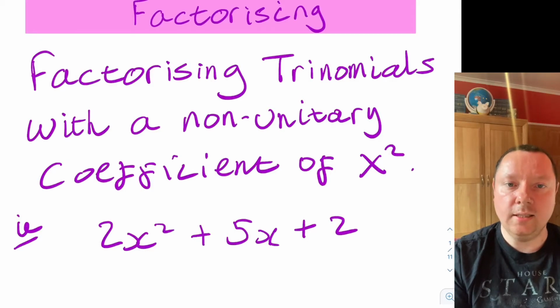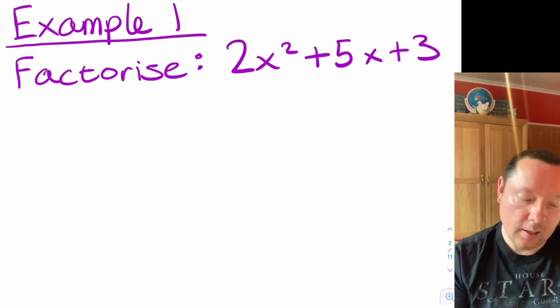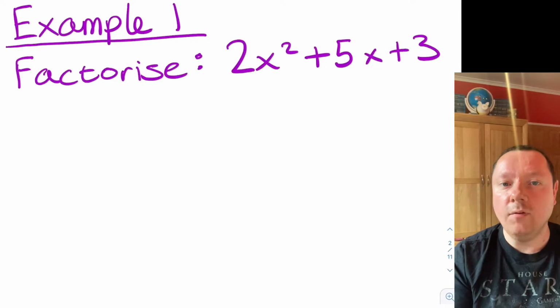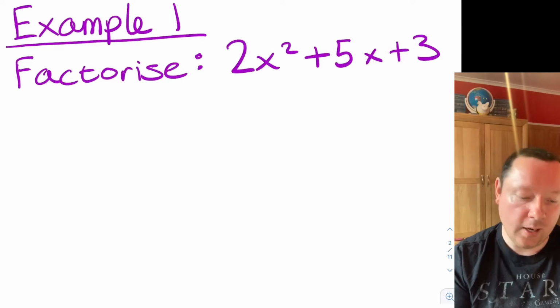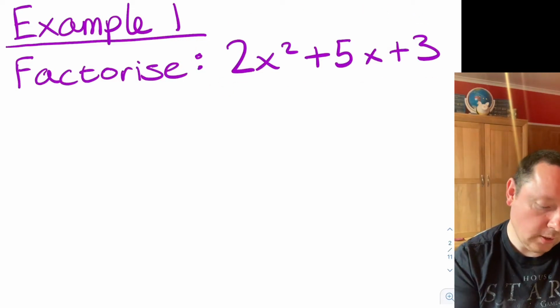Let's go straight into an example. Example 1 says factorise 2x squared plus 5x plus 3. And in the previous video, we always said we look for a common factor first. So we're going to do that. 2, 5 and 3. Well, there's no number other than 1 that goes into all of them, so there's no highest common factor. So we can now move on, and we now know it is double brackets because it is a trinomial. So we draw a grid.